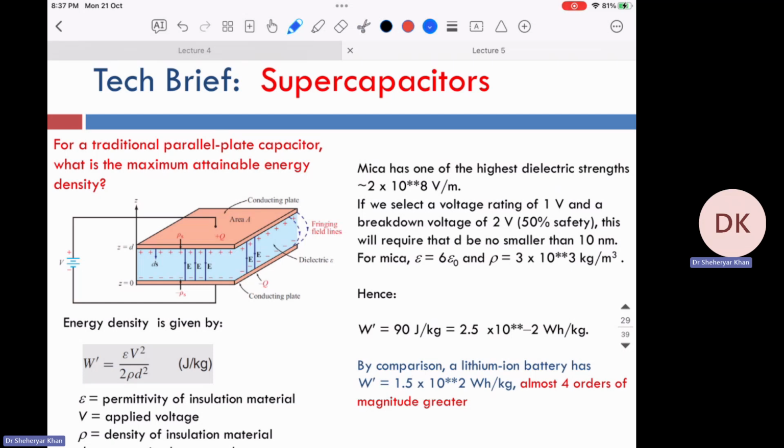That means the lithium ion battery is 4 times better than the capacitor in terms of providing the energy. And that's true. The reason is that the battery is designed to provide small power for a long duration of time. So you can use a battery maybe for 12 hours without charging. A capacitor, you can't use for maybe more than a few seconds.